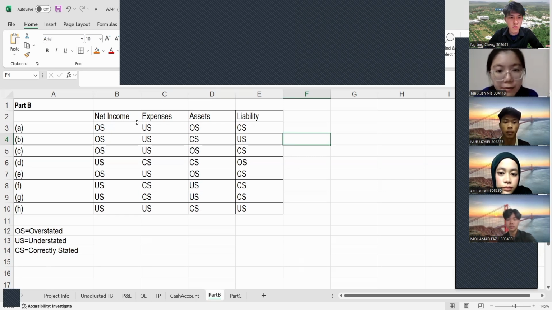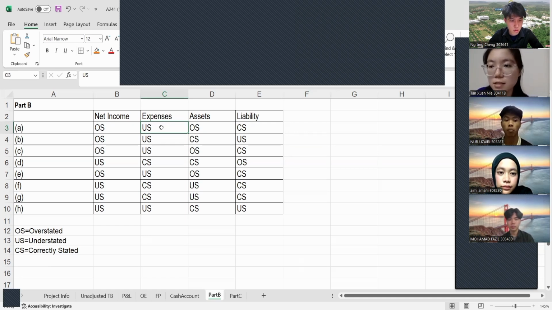All right, let's continue with part B, which is the impact on the financial elements. For question A, depreciation is the systematic allocation of the cost of an asset, which is also an expense in the income statement. The total expenses are understated by 35K because when the depreciation is omitted, it will decrease the total expenses. Okay, so since the expenses are understated, the net income is overstated because depreciation is included under operating expenses. Assets will also be overstated because depreciation reduces the book value of office equipment and the delivery van.